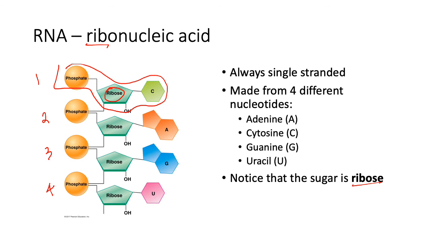That's where the ribo part comes from in the name ribonucleic acid. But notice that what is different is to the right-hand side. So there are 4 different nitrogen-containing bases: adenine or A, cytosine or C, guanine, G, and uracil, U. So it's these 4 bases that make the unique nucleotides. And so RNA will always contain these 4 nucleotides, C, A, G, and U.